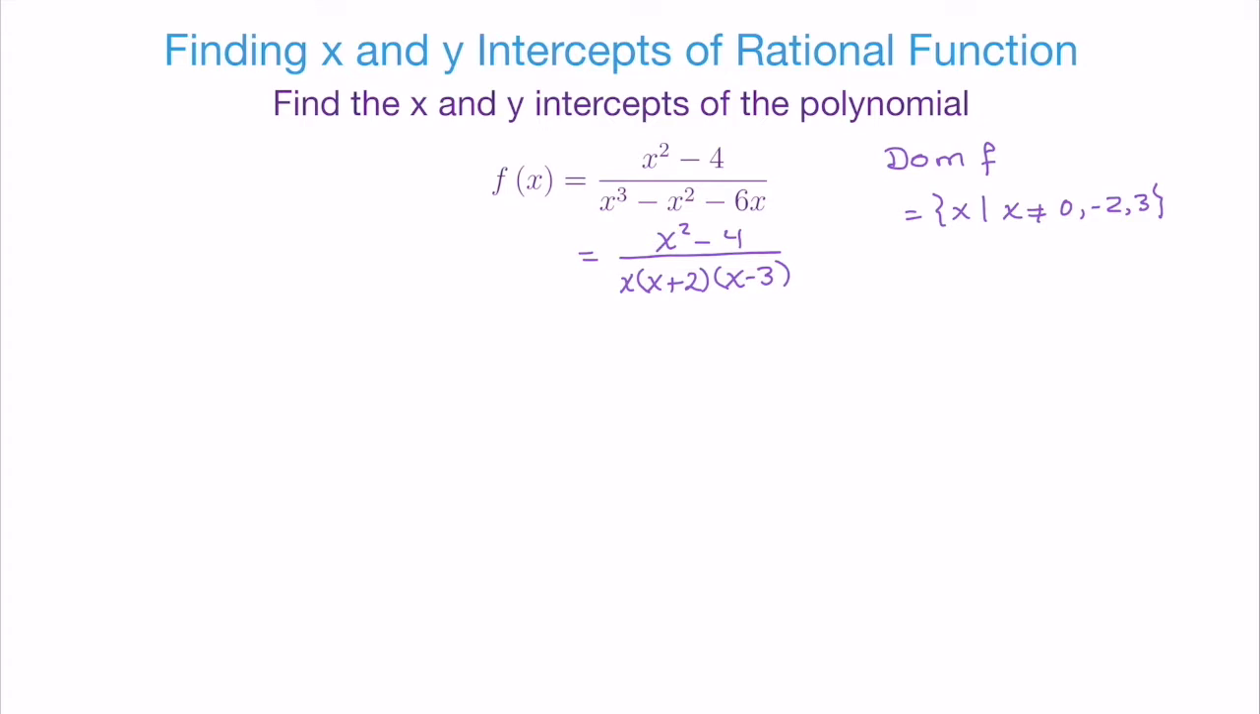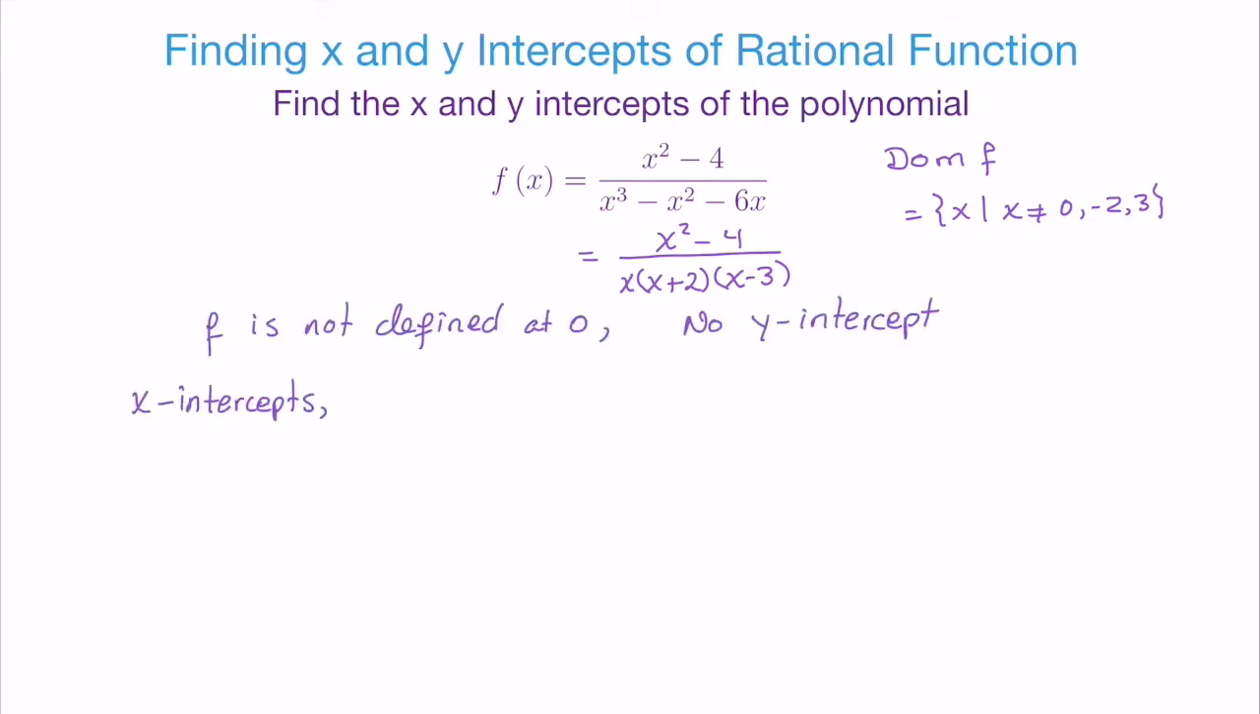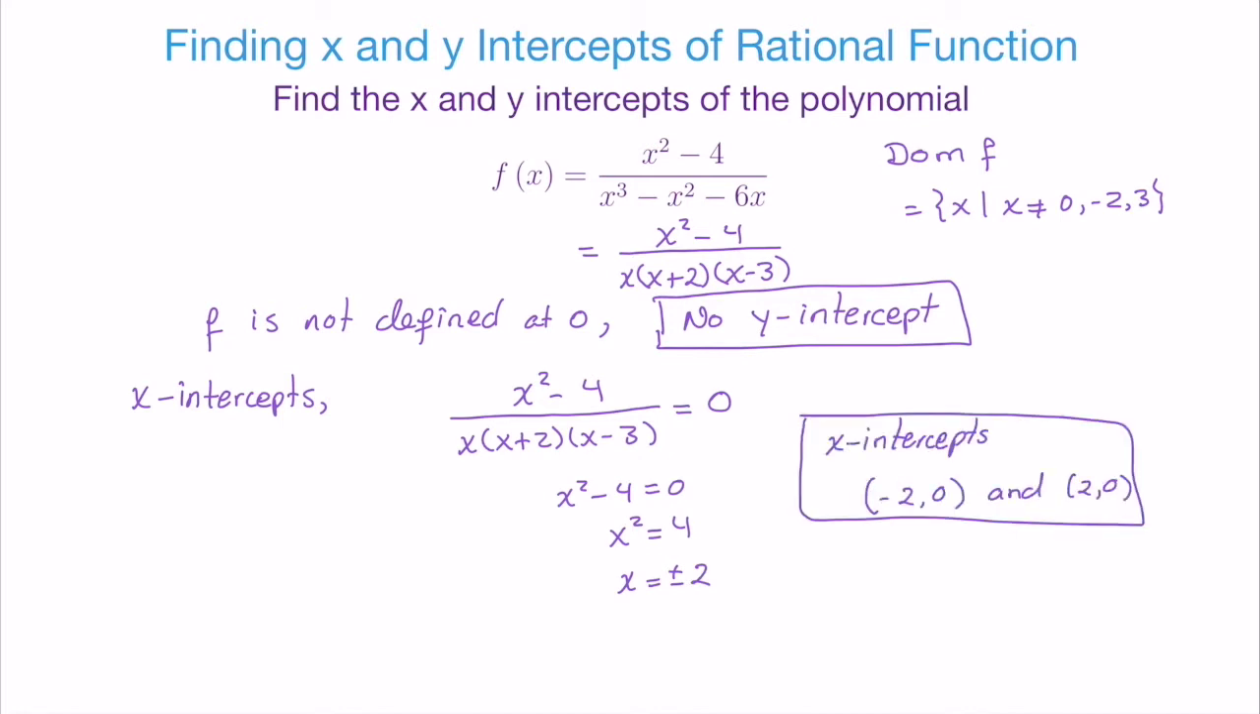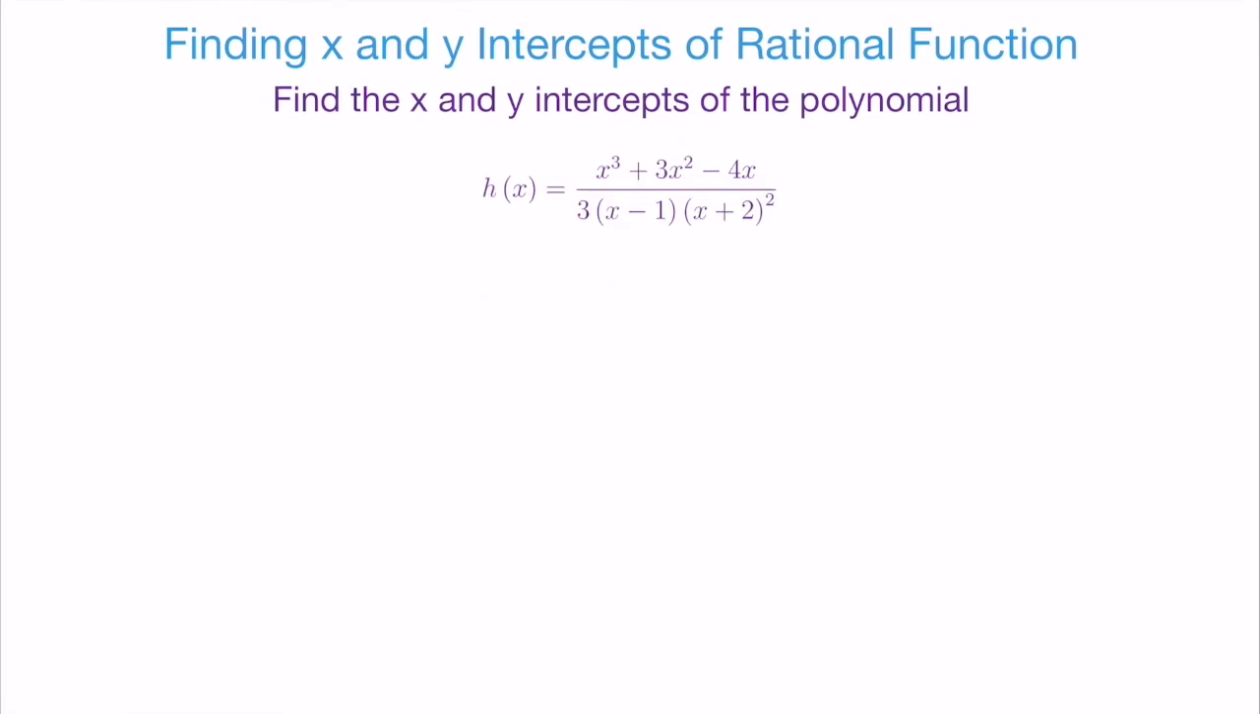Well, now what happens? The function is not defined at 0. I cannot plug in 0 into the function. What does this mean? Well, there's no y-intercept. Now to find the x-intercepts, we set our function to 0. This equation is 0 when the numerator is 0. Then x equals positive or negative 2, and the x-intercepts are -2, 0, and 2, 0. Done! One last example.